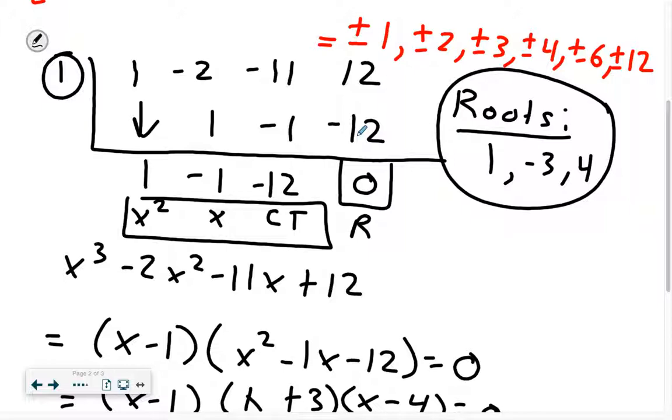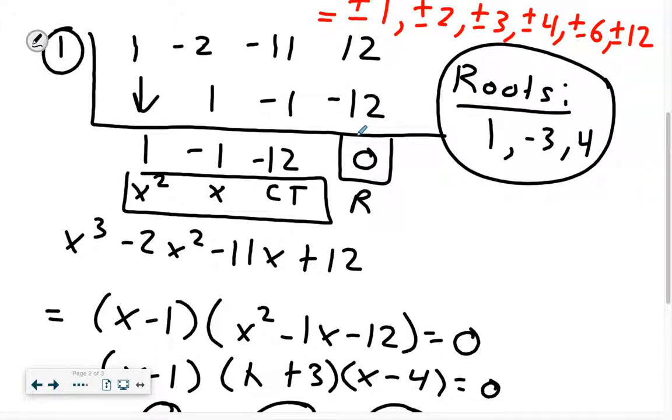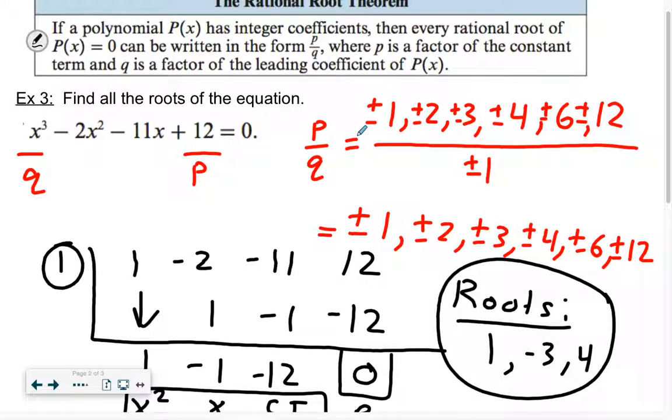Kylie: Wait, so where did you get the numbers in the red? We got that by taking our factors of P over the factors of Q. And the combinations that you could come up with are any of these numbers over any of these numbers down here.